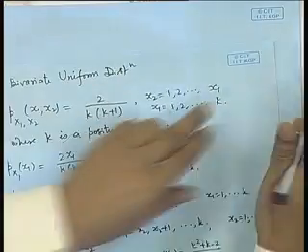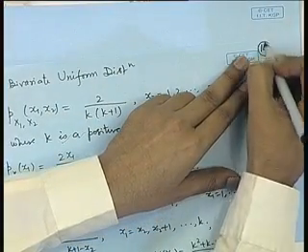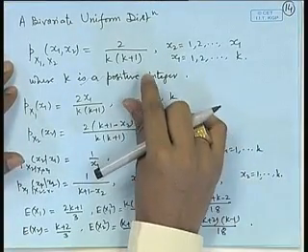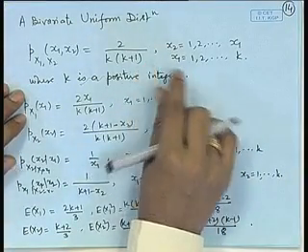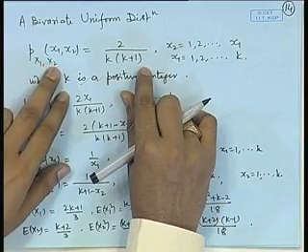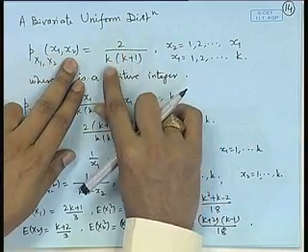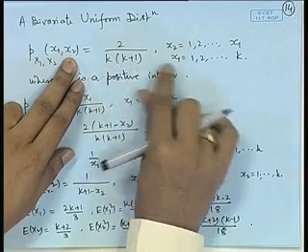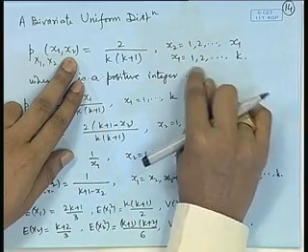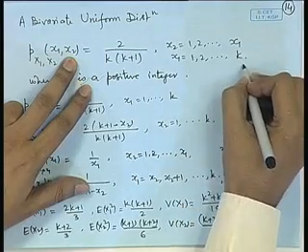We consider a bivariate uniform distribution. It is a discrete uniform distribution. So, consider the probability of X1 equal to x1, X2 equal to small x2 as 2 by k into k plus 1, where x2 takes values 1 to x1 and x1 takes values 1 to k.